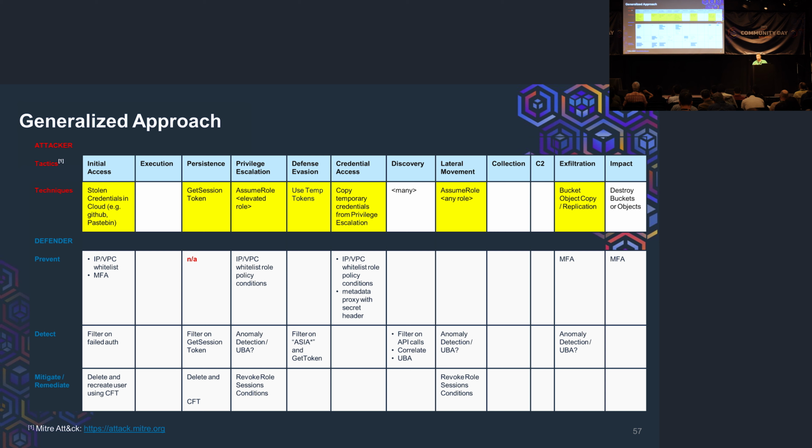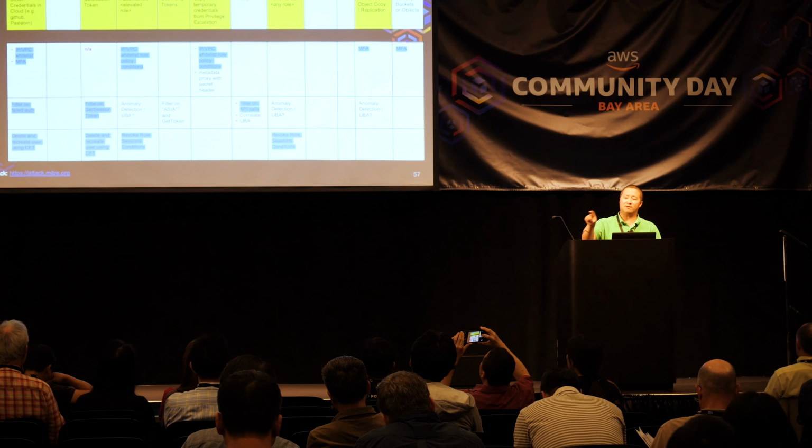Some things like get session token, I can isolate and say, that's bad. Whenever I see it, it's bad. I'm going to detect, I'm going to prevent, I'm going to try to do something. Other things are harder, and you have to look at more behavioral anomaly detection. So this doesn't solve the problem, but maybe it helps us remember and think about it to do gap analysis.